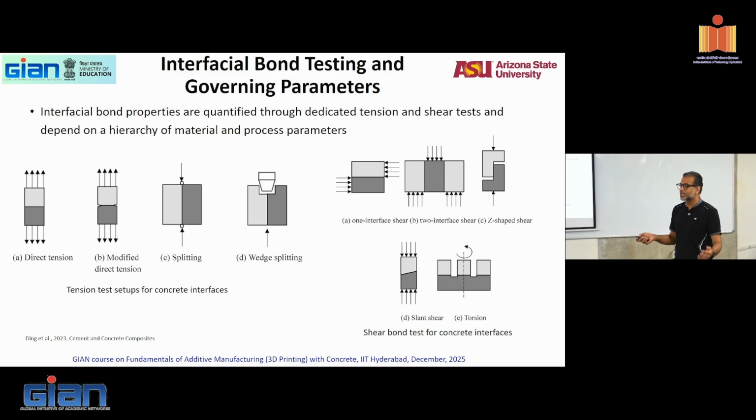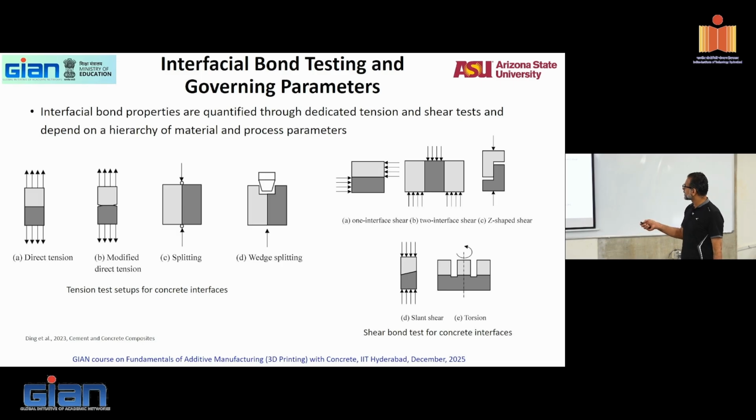Testing wise, how do you do the testing? Typically, between layers, you can do direct tension. You can do a modified direct tension because you know that you have some wedges. So, how do you do a modified direct tension? You can do a split tension. This is something that you can always do easily by applying a compressive force at the interface. You can do a split tension. You can do a wedge splitting.